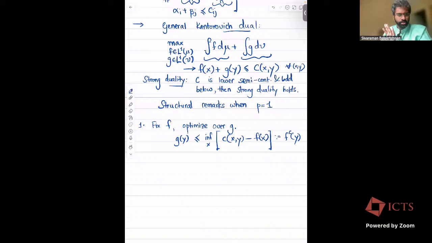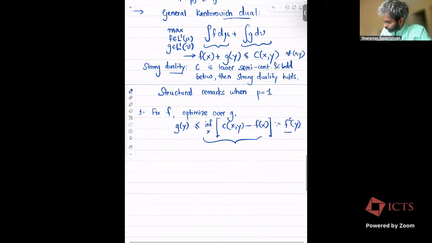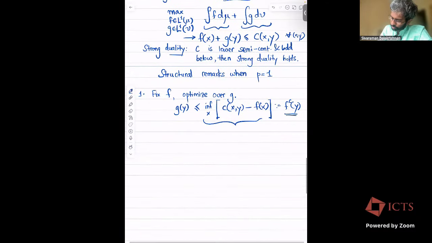You can see that there's some sort of conjugate relationship between f and g. Imagine in your head, I fix f and ask what is the best g that I can create? It will be exactly this value, and you define it to be the C conjugate. So if I fix f and optimize over g, the optimal g will be the C conjugate of f. Is everyone okay so far? This statement is true generally.